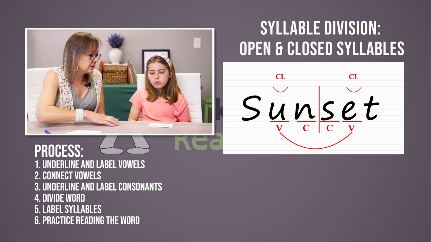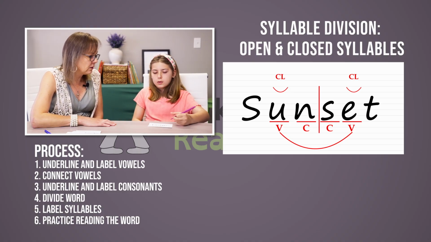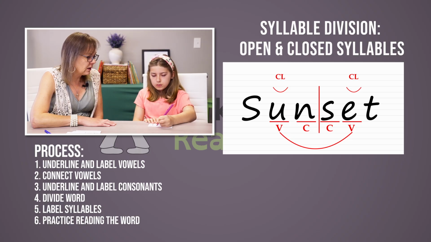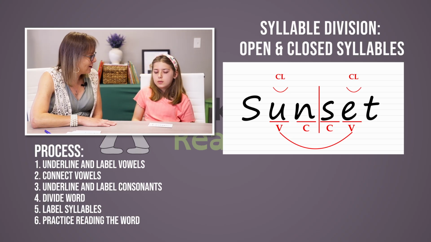So this one, this syllable, is it open or closed? Closed. Okay, so code your vowel. There you go. And now you can read the syllables. Sunset. And read the whole word. Sunset. Very nice. Okay, so that's what that looks like when it's fully coded.